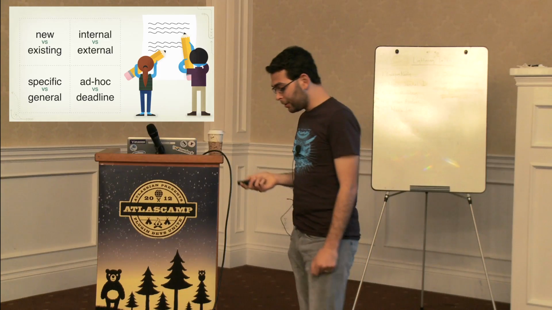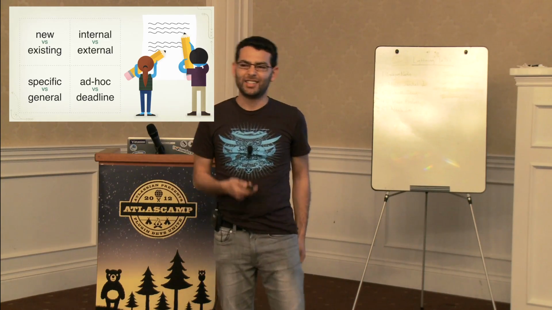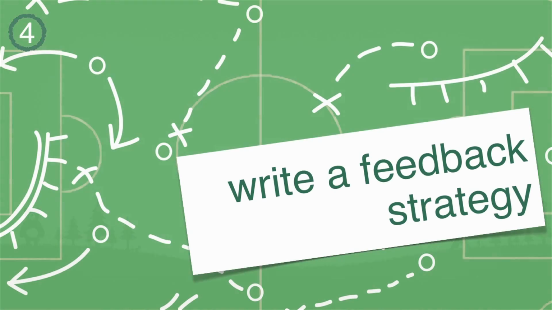So, the next tip is running a feedback strategy, and this seems really boring, the word strategy at Atlas Camp. You're like, it kind of seems a bit lame. But it really is simple, and for those of you running commercial plugins, I really do encourage you to take time to think about a feedback strategy. And how do you do this?